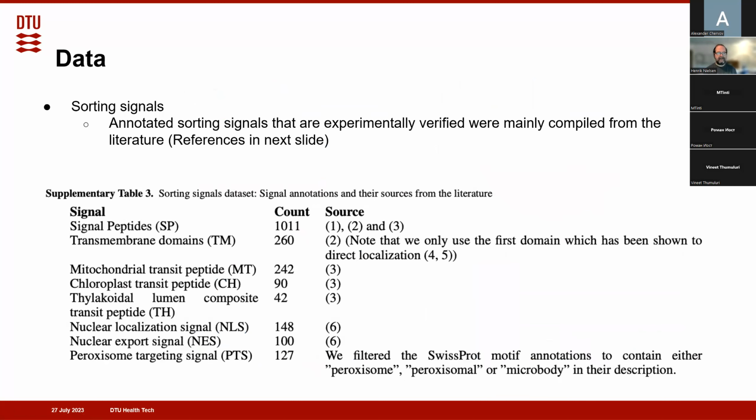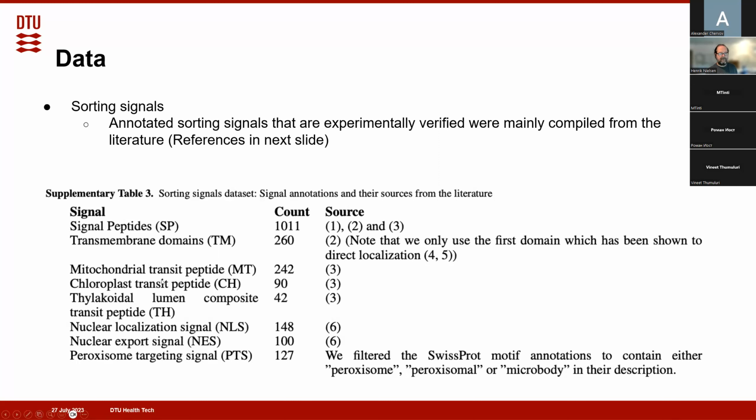So then we also had these annotated sorting signals. These are signal peptides, which we got mainly from the SignalP dataset, and transmembrane domains. We only annotate the first transmembrane domain because there are some results in the literature that suggest that the first transmembrane domain is more important for localization or sorting of the protein than the other domains are.